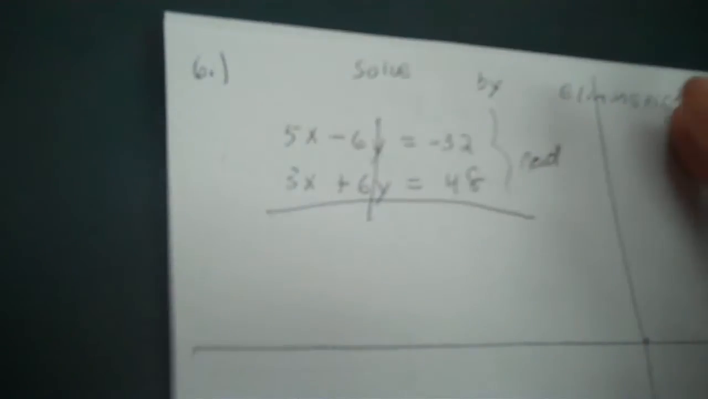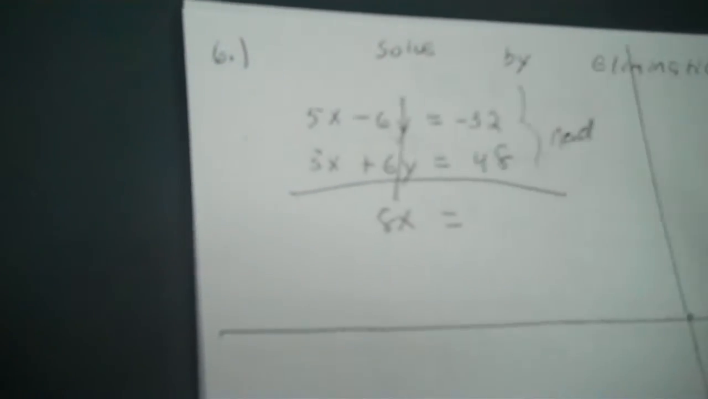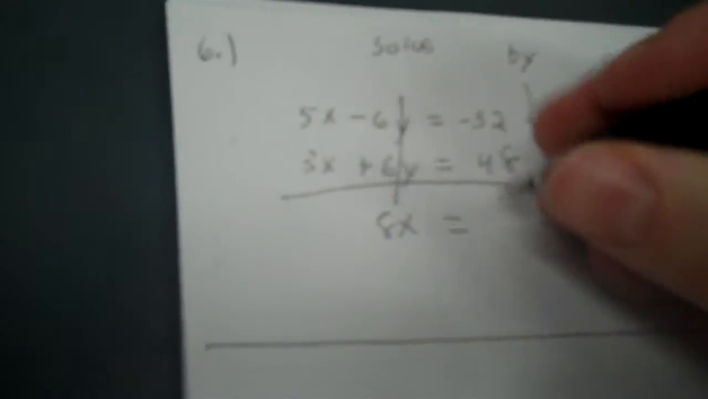So I can take that out, and we know that that's 8x. In the other place, I'd take negative 32 plus 48. That would be 16. Then I divide both sides by 8, and x equals 2. So I have found the answer to x.